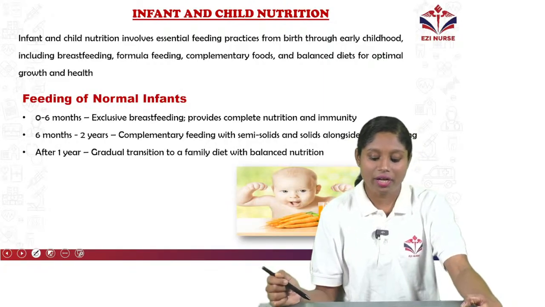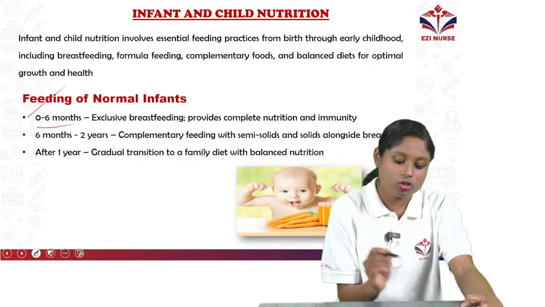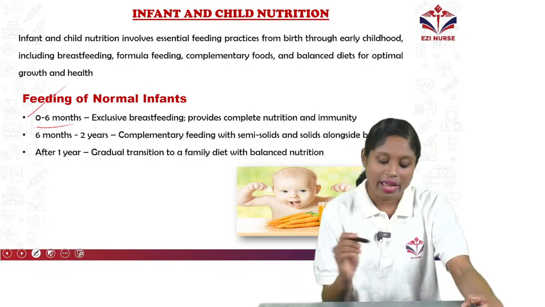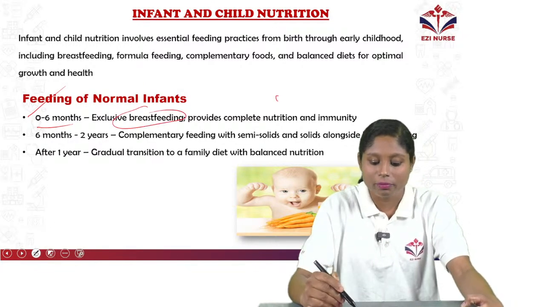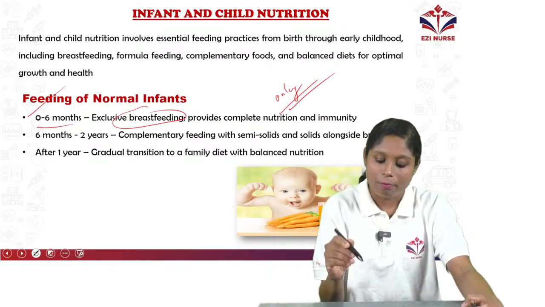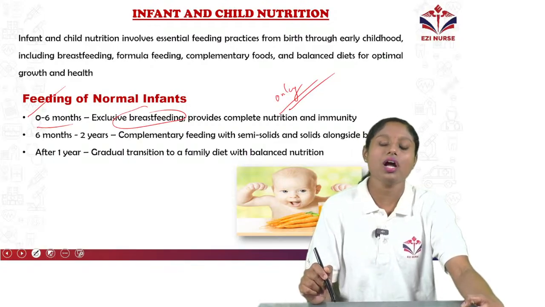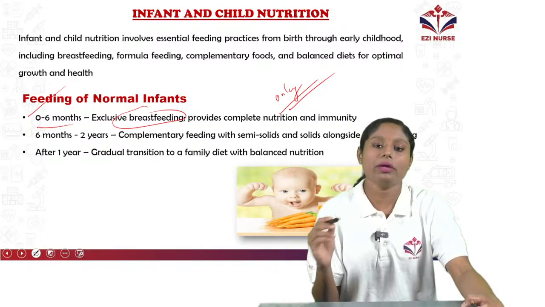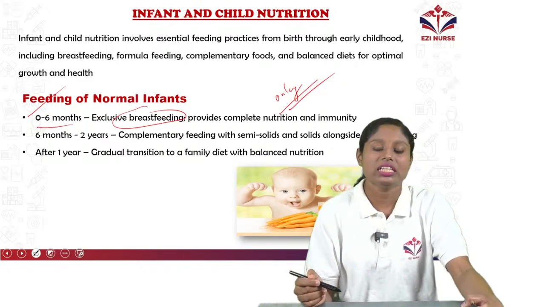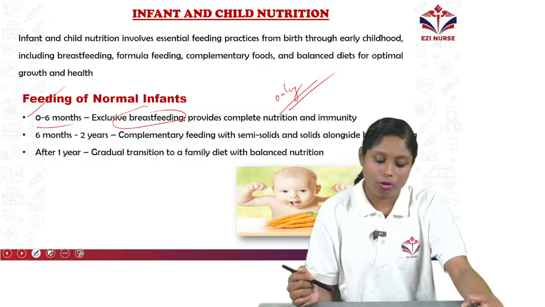What is the feeding of a normal infant? How is normal infant feeding done? From 0 to 6 months, exclusive breastfeeding. That means only breastfeeding. Breastfeeding is important here. It provides complete nutrients and immunity. So for babies from 0 to 6 months, they need only breast milk. They will complete their nutrition and immunity through that.